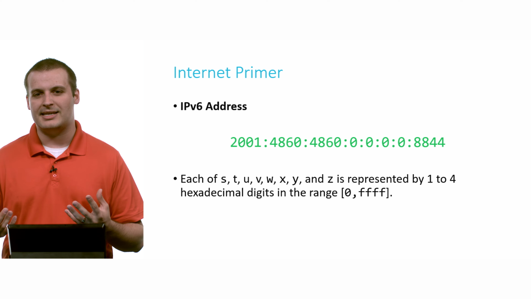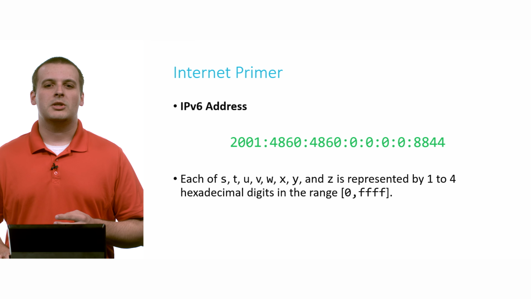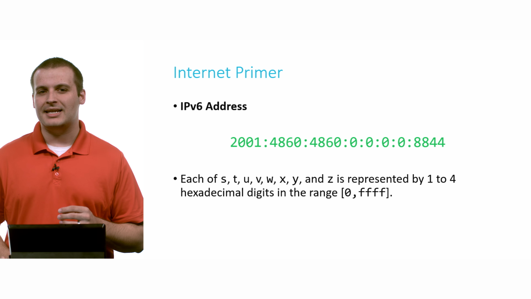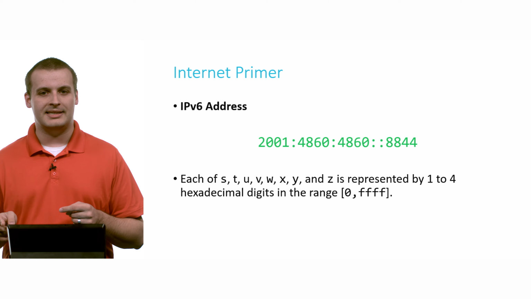If you're reading this out loud, it's 2001, 4860, 4860, 0000, 8844. It's kind of a lot, right? So if you see a bunch of zeros, you might sometimes see an IPv6 address like this, where they omit the zeros and use a double colon instead.